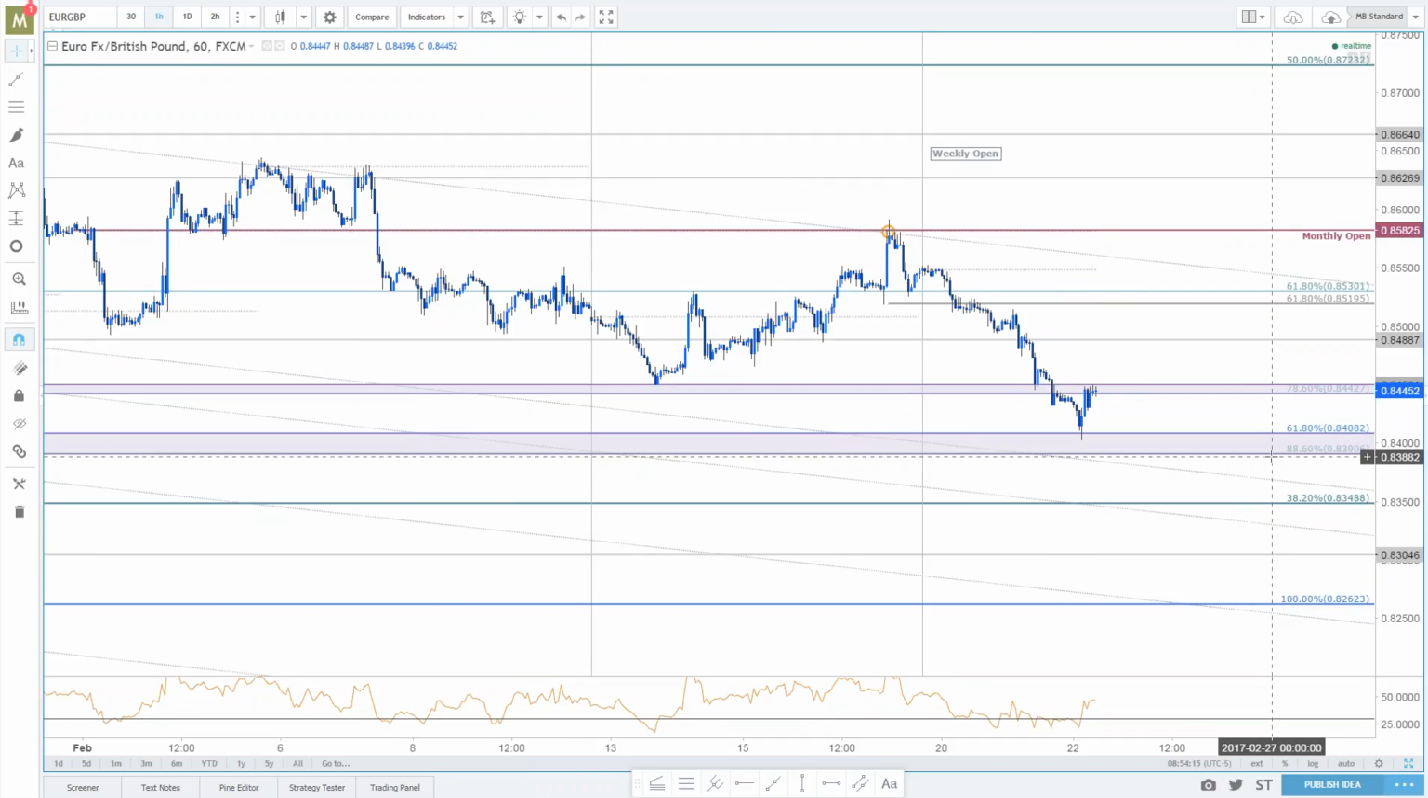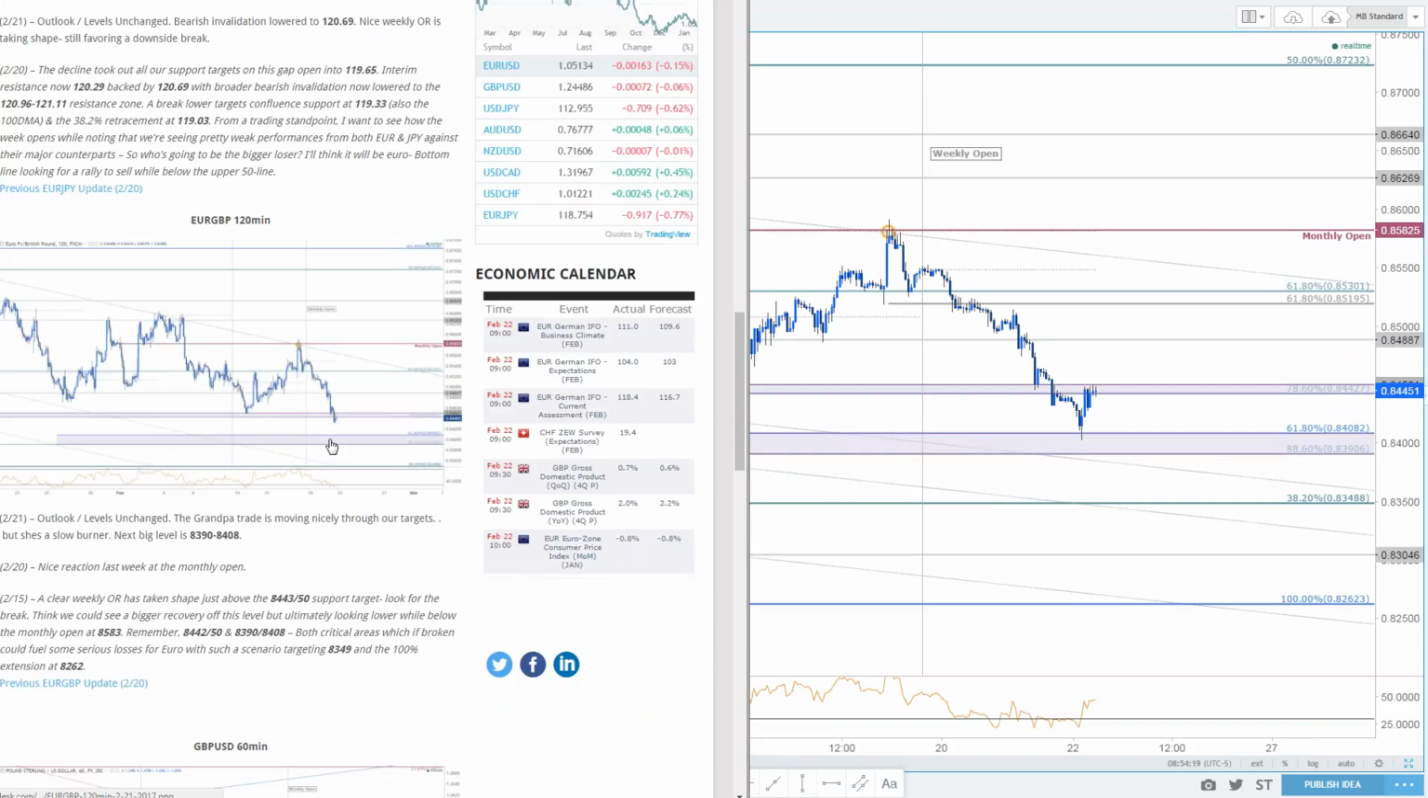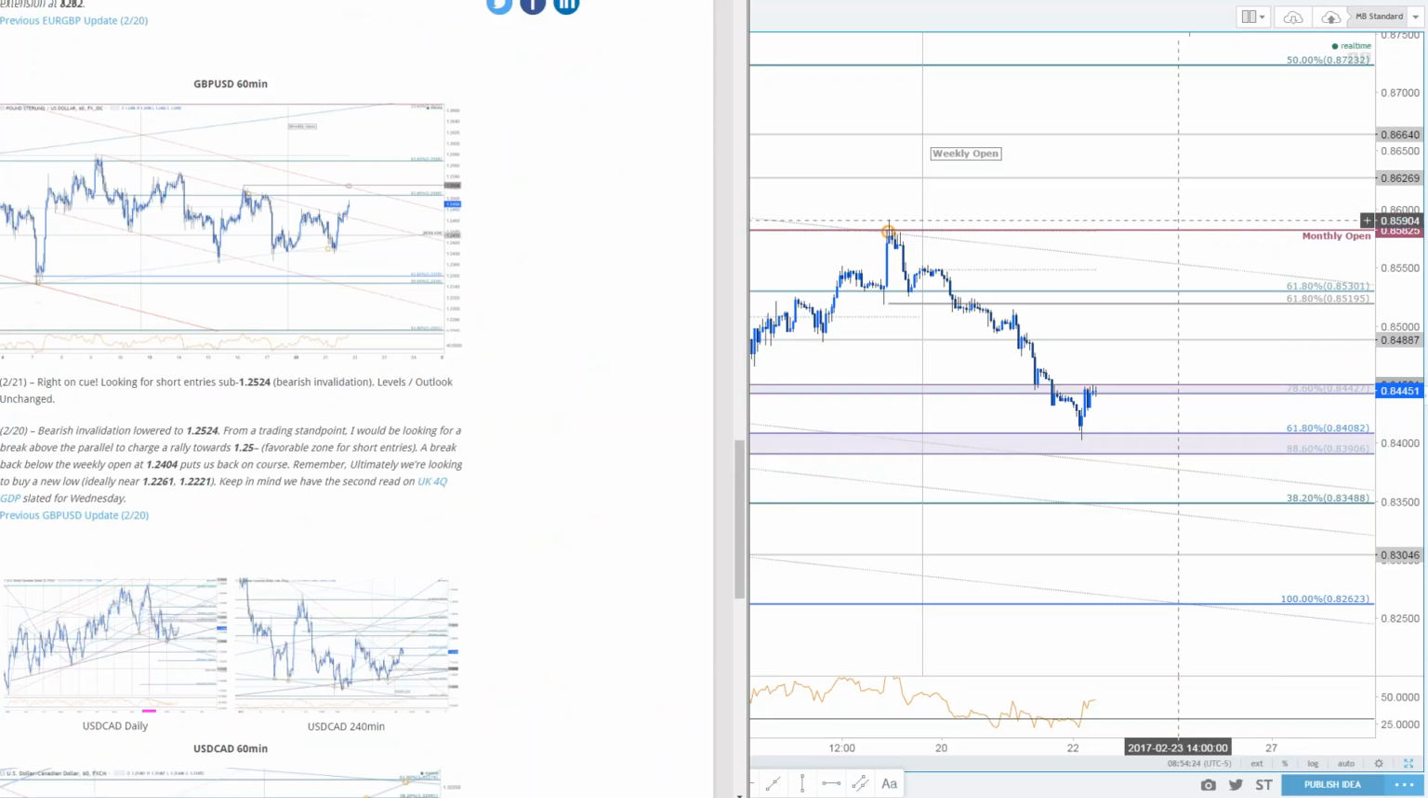You got it, Mohammed. So euro pound, no change to any of those levels from last night. Again, we came into key support. Look for that near-term rebound to get back on the short side.